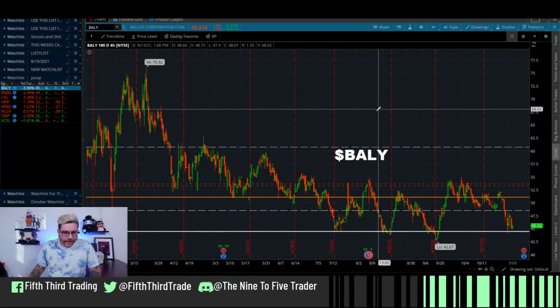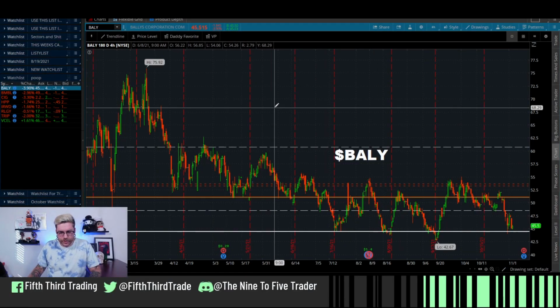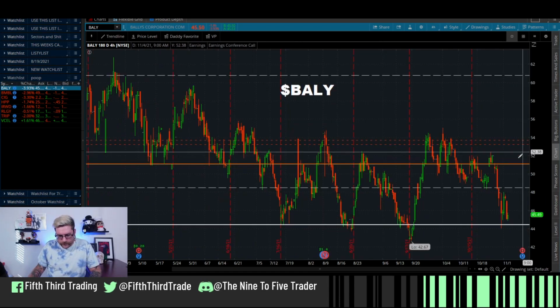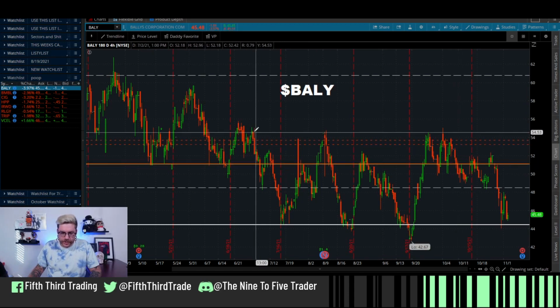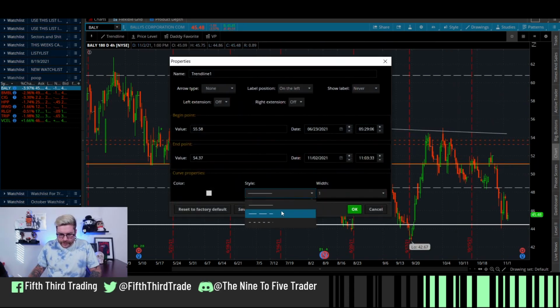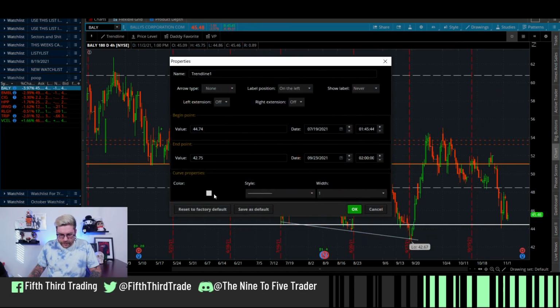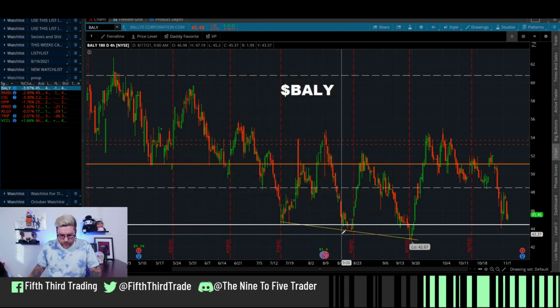First is BALY, Bally's Corporation. We can see a great support play. If you are new, the support's white. Our first major resistance is orange. Our resistance trend line will be orange and dotted. It'll look like this. That's a resistance trend. A supporting trend is like this, but it's going to be golden. That's a supporting trend line.